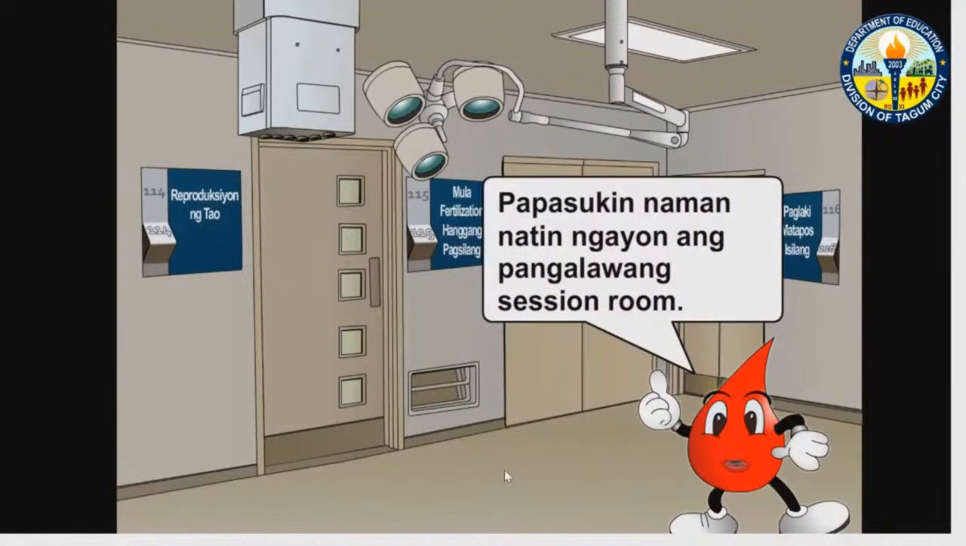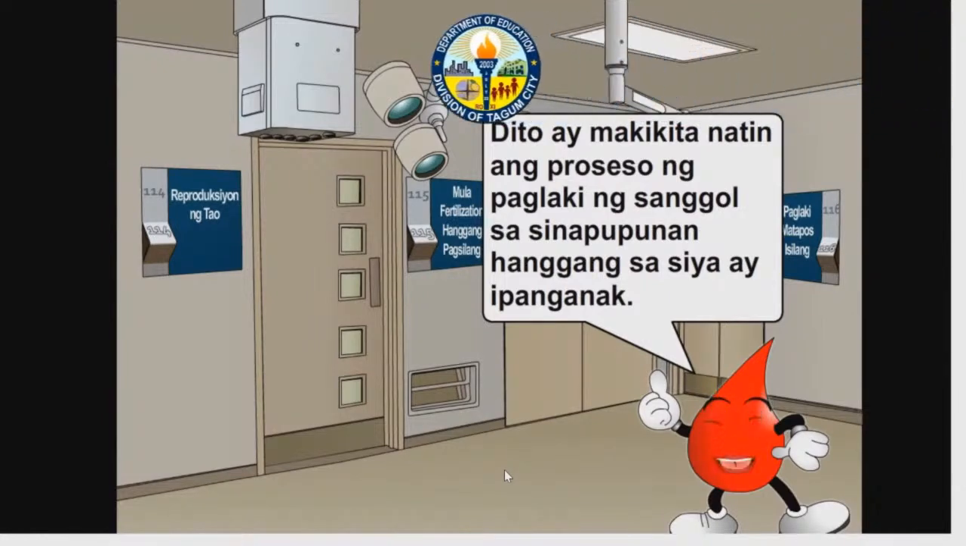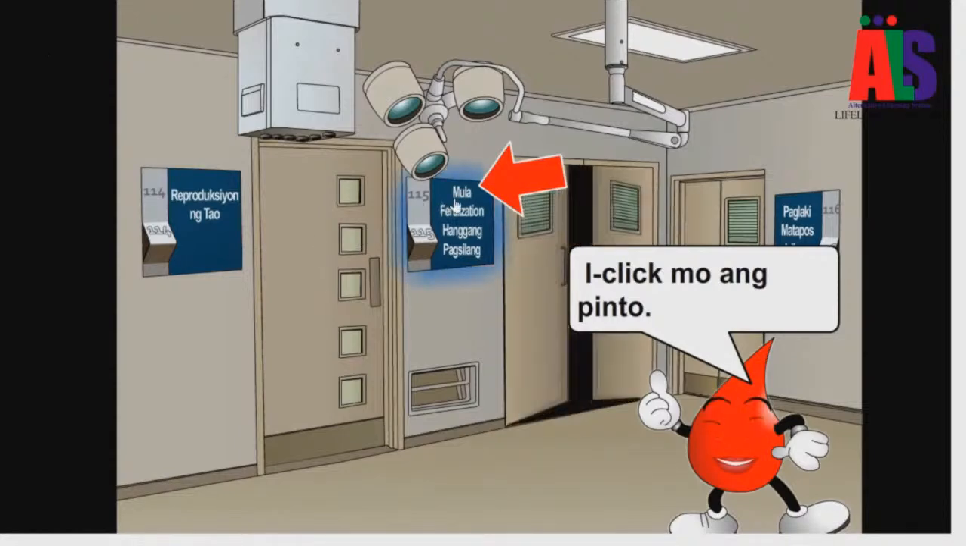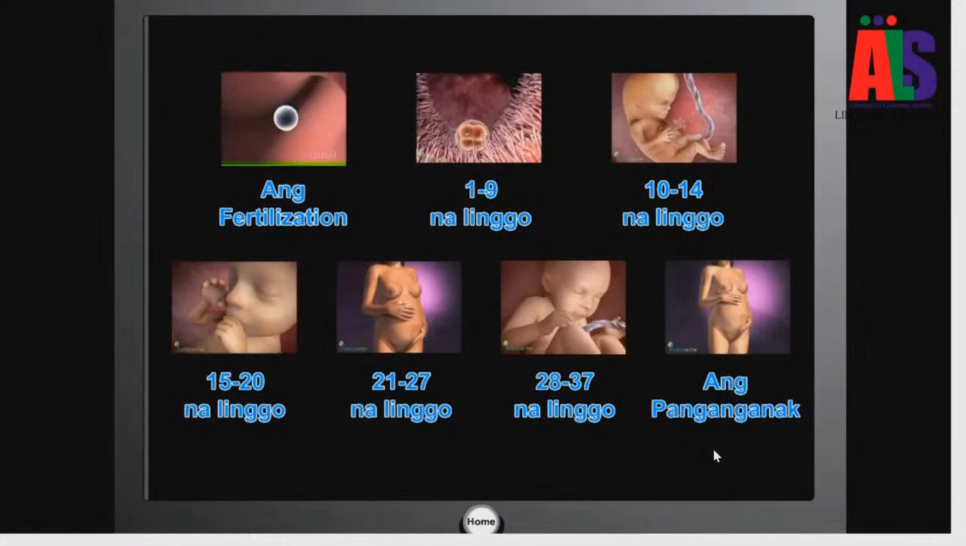Papasukin naman natin ngayon ang pangalawang session room. Dito ay makikita natin ang proseso ng paglaki ng sanggol sa sinapupunan hanggang sa siya ay ipanganak. I-click mo ang pinto. Narito na tayo sa loob. I-click ang DVD upang panoorin ang iba't ibang yugto sa paglaki ng sanggol sa sinapupunan. Kailangan mong sunod-sunod na i-click ang mga bahagi ng DVD upang mas lalo mong maunawaan ang prosesong tinatalakay.